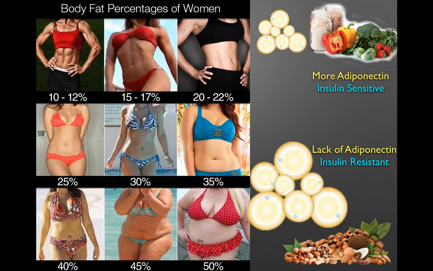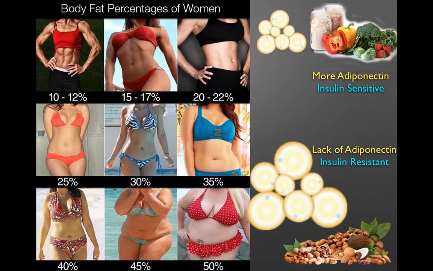As you have, obviously 35 and up, you have big fat cells. They also are insulin resistant because they don't have what is called adiponectin, which is basically a hormone. As they get smaller, as you get to 20% and lower, you get more adiponectin, and that creates insulin sensitivity instead, which is basically the opposite of being insulin resistant. So how do you get this to happen?